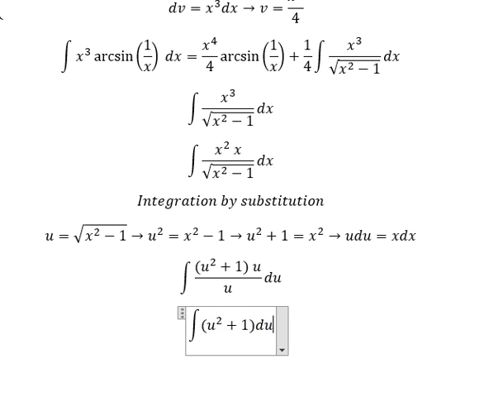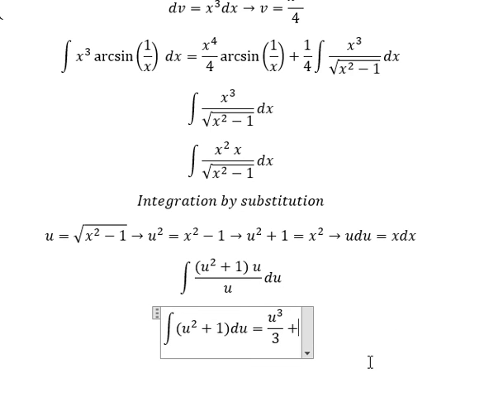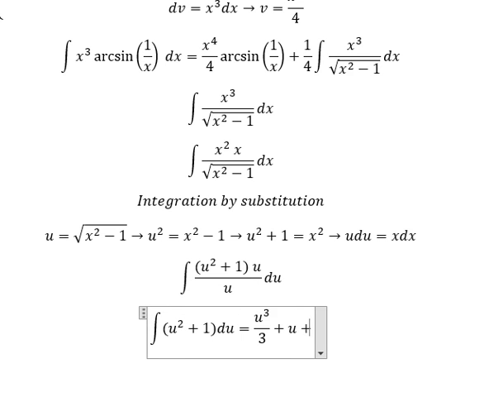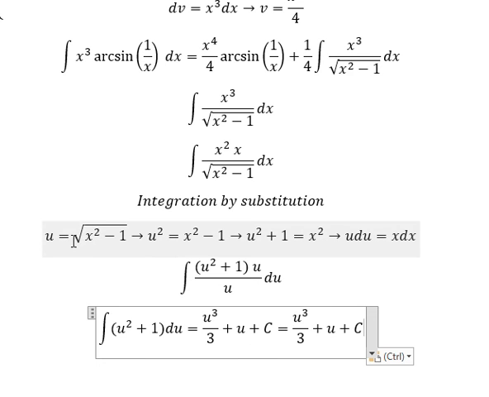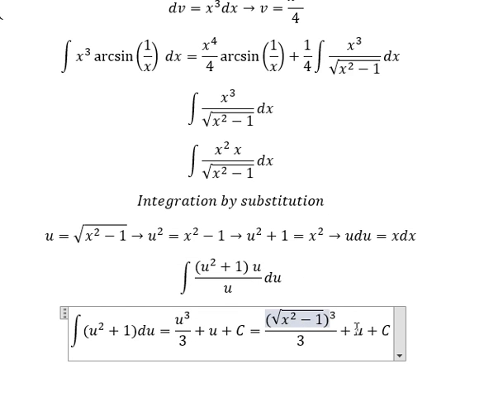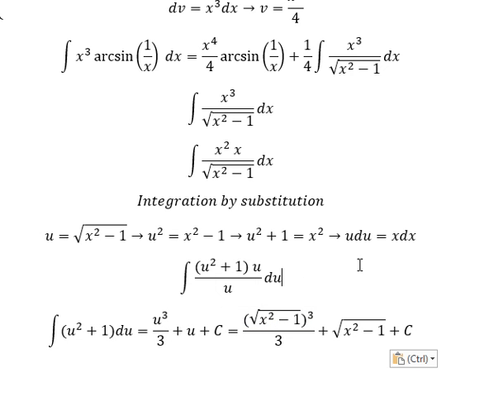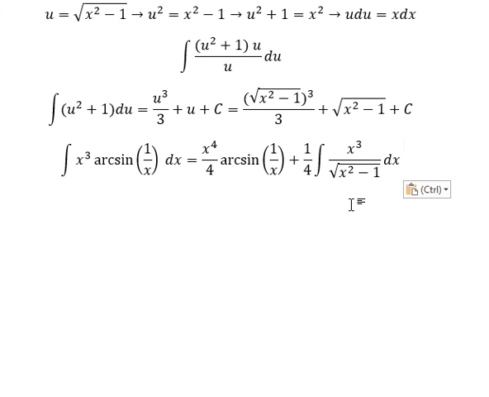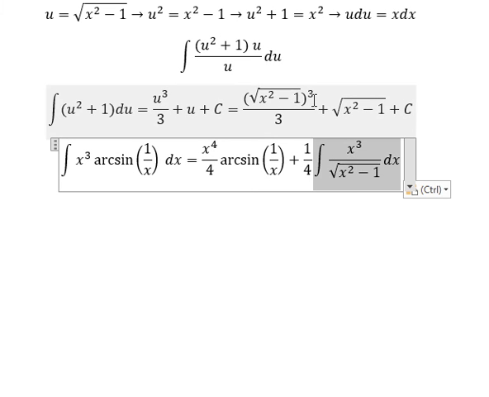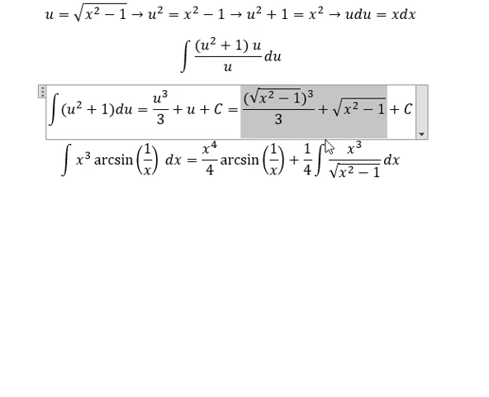The integration of u squared we have u to the power of 3 over 3. Number 1, that is u. Now we need to go back in here. So the integration of this one is this one.